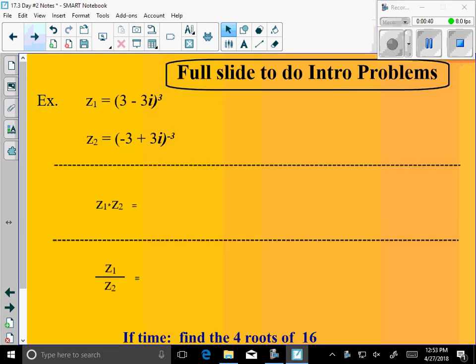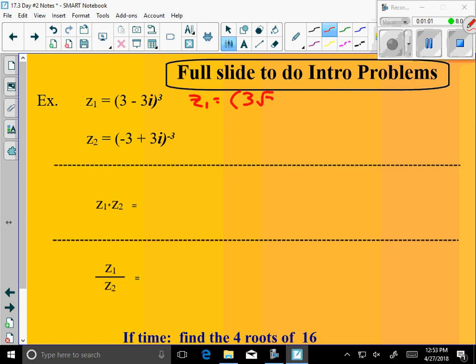So let's jump to this slide right here. I'm going to work with you on a couple of pieces here, and I'm going to have you work together on the rest of it. Let's put both of these in cis form. Okay, so this would be z1, right? I see a 45, 45, 90 in which quadrant?